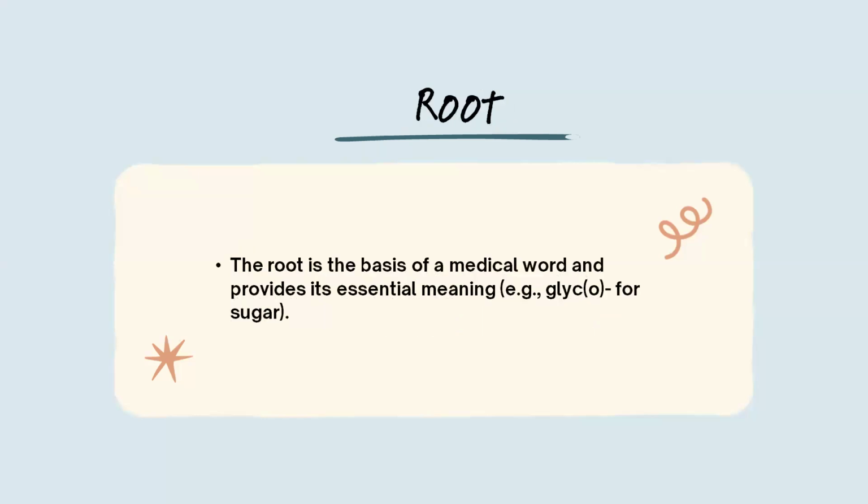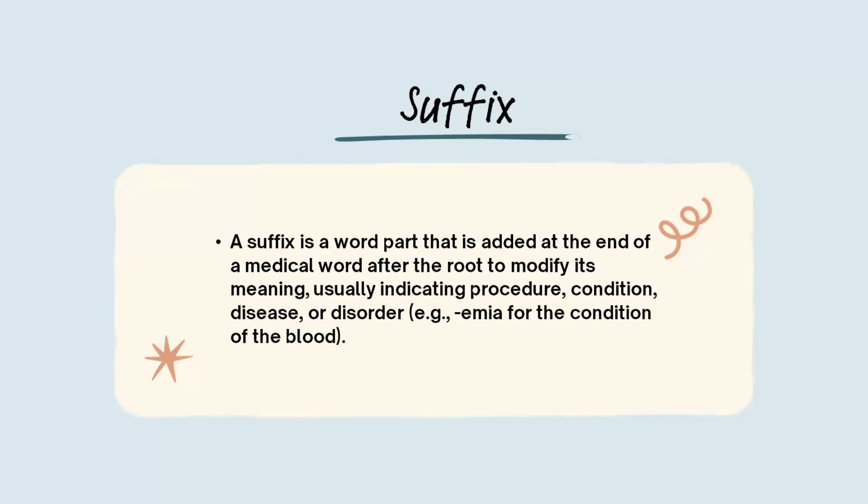Now, what is a root? The root is the basis of a medical word and provides its essential meaning, that is basically used to connect to a suffix. For example, glyc for sugar. And the last one is suffix. It is a word part that is added at the end of a medical word after the root to modify its meaning, usually indicating procedure, condition, disease, or disorder, like emia for the condition of blood.